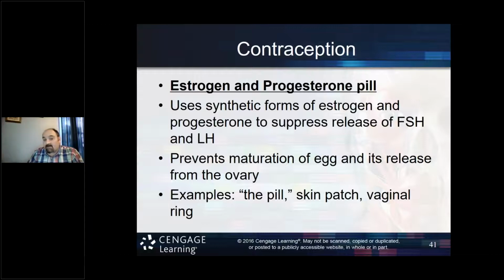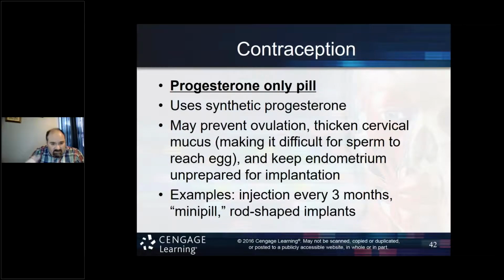Now the mini pill will contain what? It'll contain just progesterone, okay? Prevents the maturation of the egg and its release upon ovulation. The mini pill, the progesterone-only pill, contains the synthetic progesterone. It may prevent ovulation and thicken the cervical mucus, making it difficult for sperm, because you want that mucus to be thin in order for the sperm to pass through and be able to reach the ovum present within the uterine tube, okay?